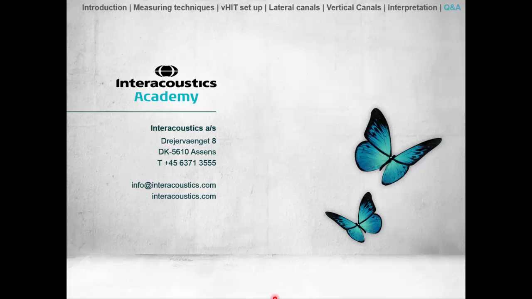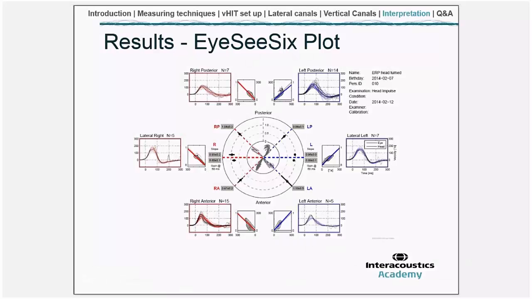So this brings us to the end of my presentation on performing the video head impulse test on all 6 semicircular canals. What I would like to say is really just take home the messages that the impulses need to be fast, they need to be unpredictable, and they need to be short in movement. With that in mind, I welcome any questions.